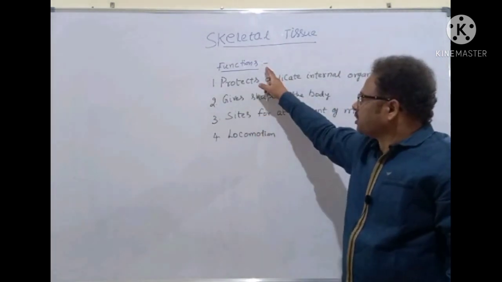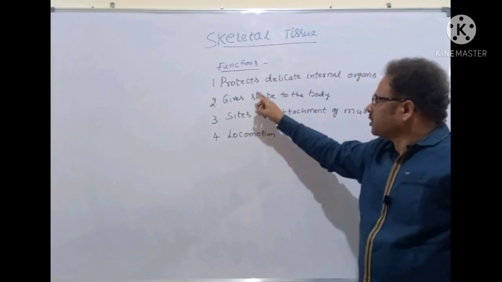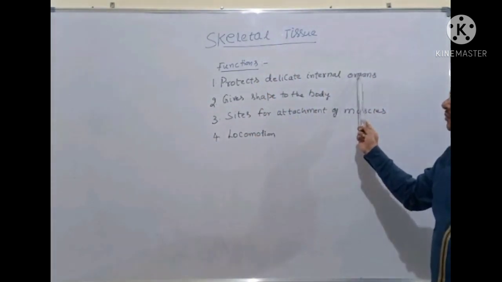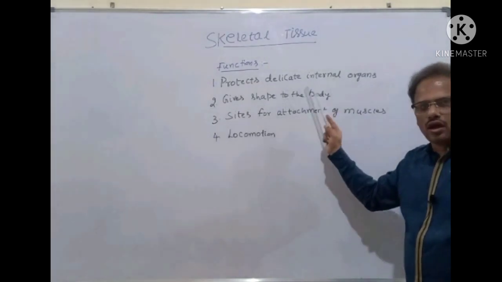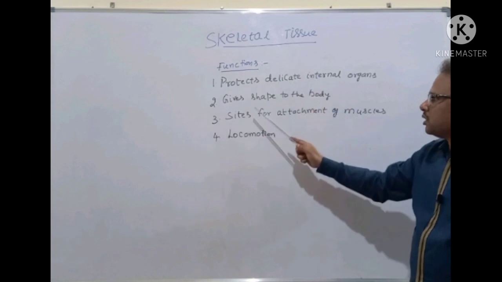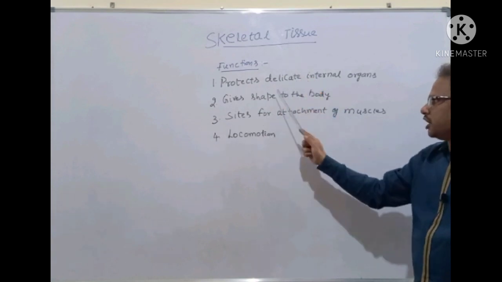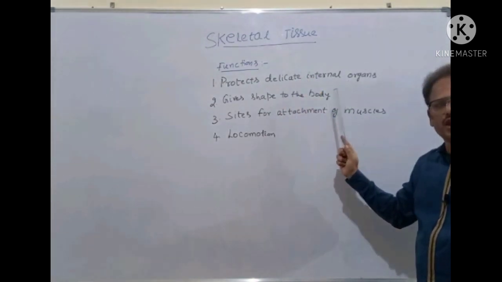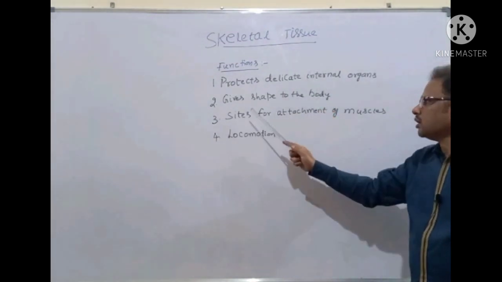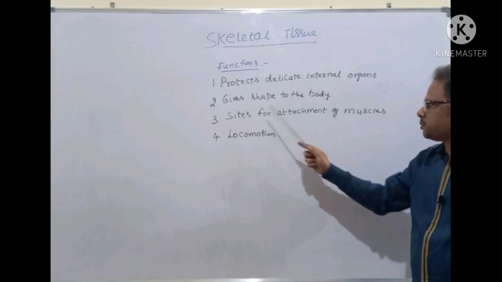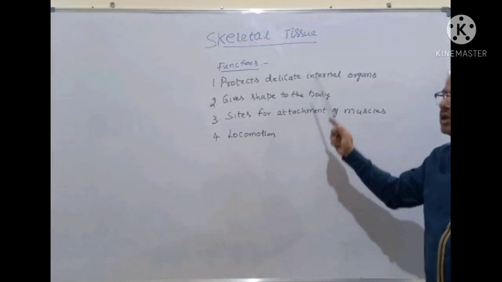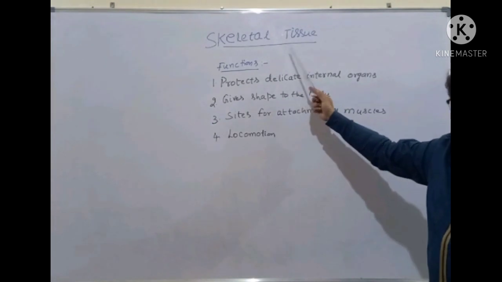Today we'll be discussing skeletal tissue. The functions of skeletal tissue: it protects the delicate internal organs. The skeletal tissue gives shape to the body; a proper shape is ascertained by the skeletal tissue. It also offers sites for the attachment of different muscles.